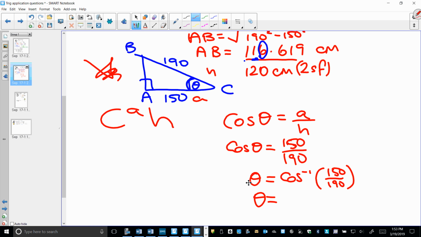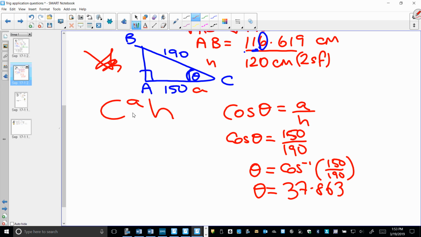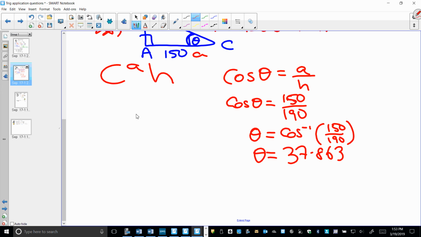What mode do we need to make sure our calculators are in? Degree. It's 37.8636466. You don't like rounding at all, clearly. What does it say in the question? Read the words. 10 to the nearest degree. So then, is it just 38? Yes.